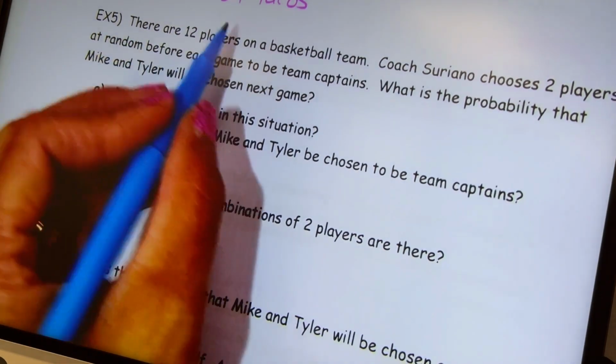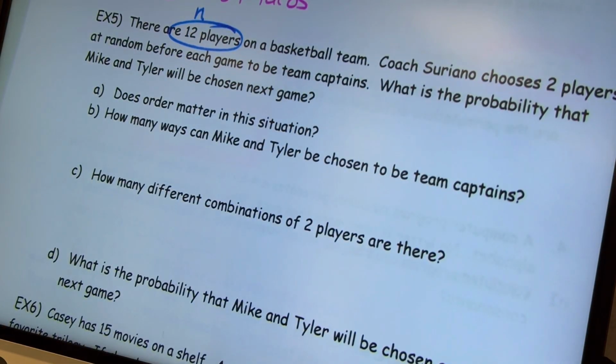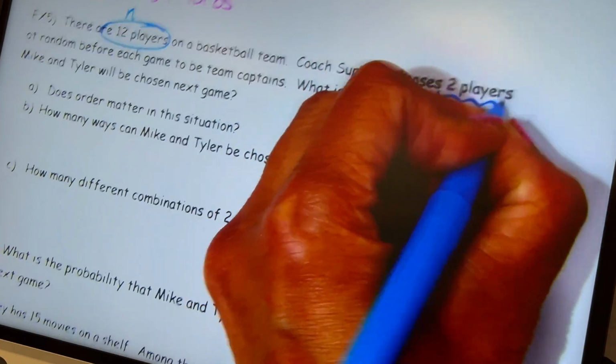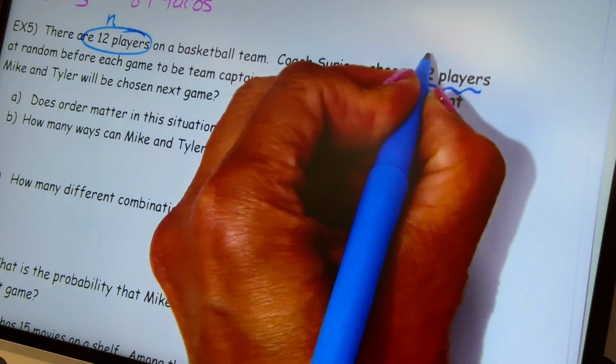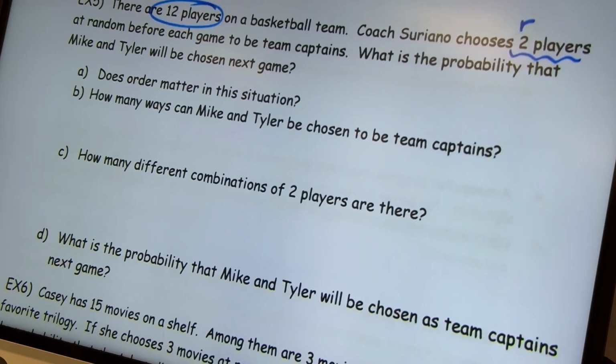All right, number 5, it says there are 12 players on a basketball team. So automatically I know that my N is 12. Coach Siriano chooses 2 players at random before each game to be team captains. So what does this 2 represent? The R, right. What is the probability that Mike and Tyler will be chosen next game? Mike and Tyler are unique individuals. They're the only Mike, the only Tyler on the team. So them 2 being chosen for the next game can only happen once, right? All right, so keep that in mind.